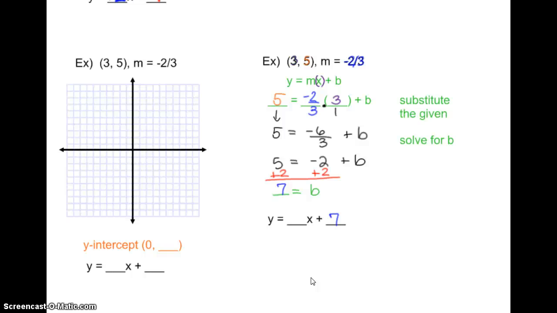I place it on the line after the x. Because remember, it's slope-intercept form. The intercept goes after the slope. My slope was -2/3. I place that in front of x. There's more than one way you can write it. You can write it as y equals -2x over 3 plus 7, or -2/3 x plus 7.